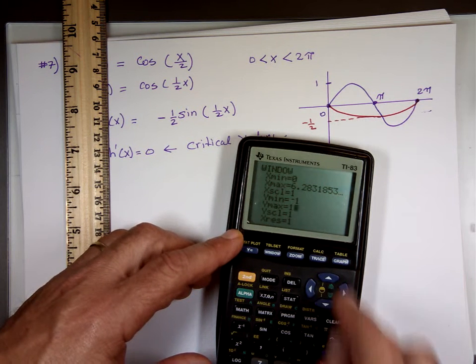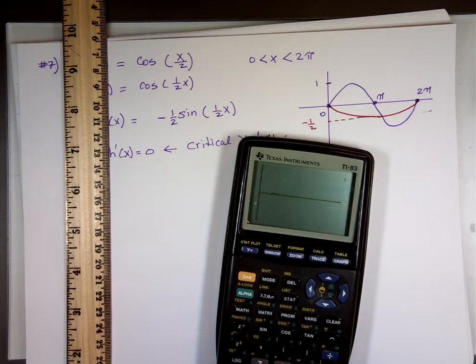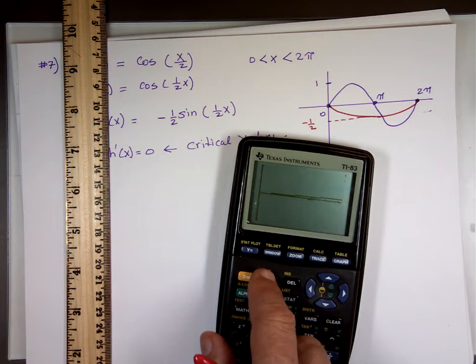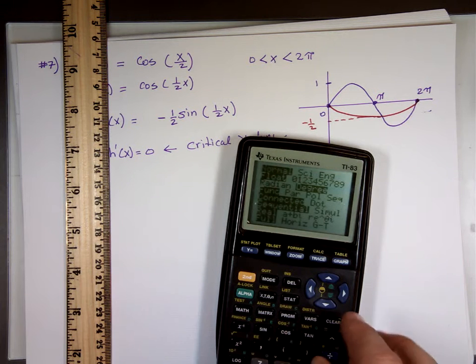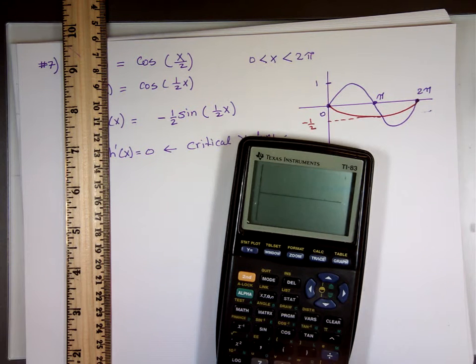Graph it. You're going to see, well, I forgot, I'm in degree mode. I've got to switch the mode. Give me a second. Mode. Radian. Graph it. This is sine x. Now you're going to see negative 1/2 sine of 1/2 x.